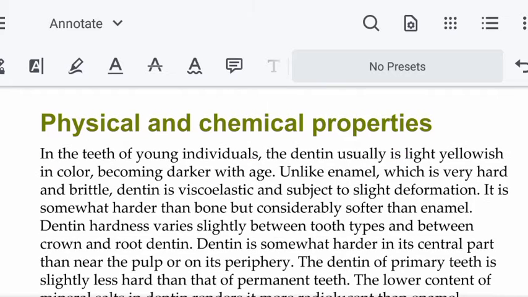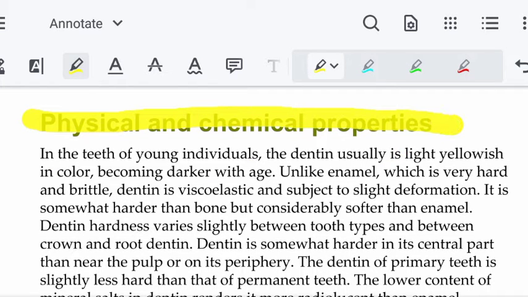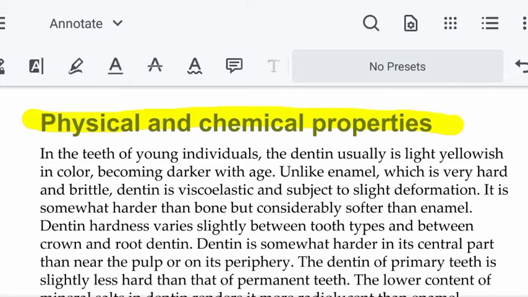Moving on, the next is physical and chemical properties of dentin. In the teeth of young individuals, the dentin usually is light yellowish in color, becoming darker with age. So in young individuals, children, the dentin is light yellowish in color, and with advancing age it becomes darker.